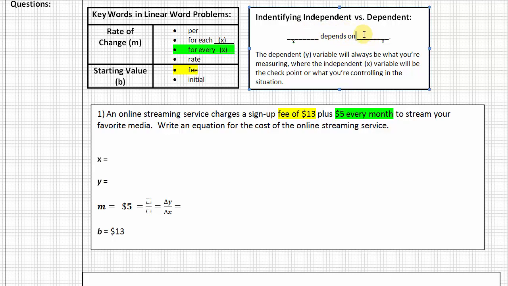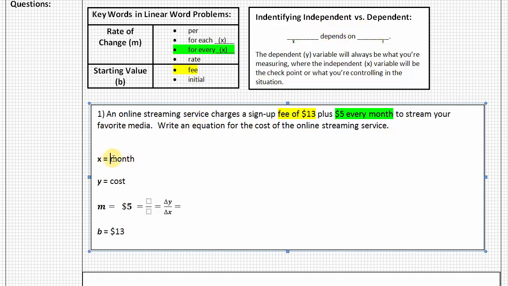Right? That would make sense, because we wouldn't say the number of months depends on the cost. What's changing, what I'm measuring, is how much money am I spending. So my y is going to be the cost. And then the checkpoint is that every month they're sending me a bill. So that's really the checkpoint, or as we use in our sentence frame, cost depends on the number of months.